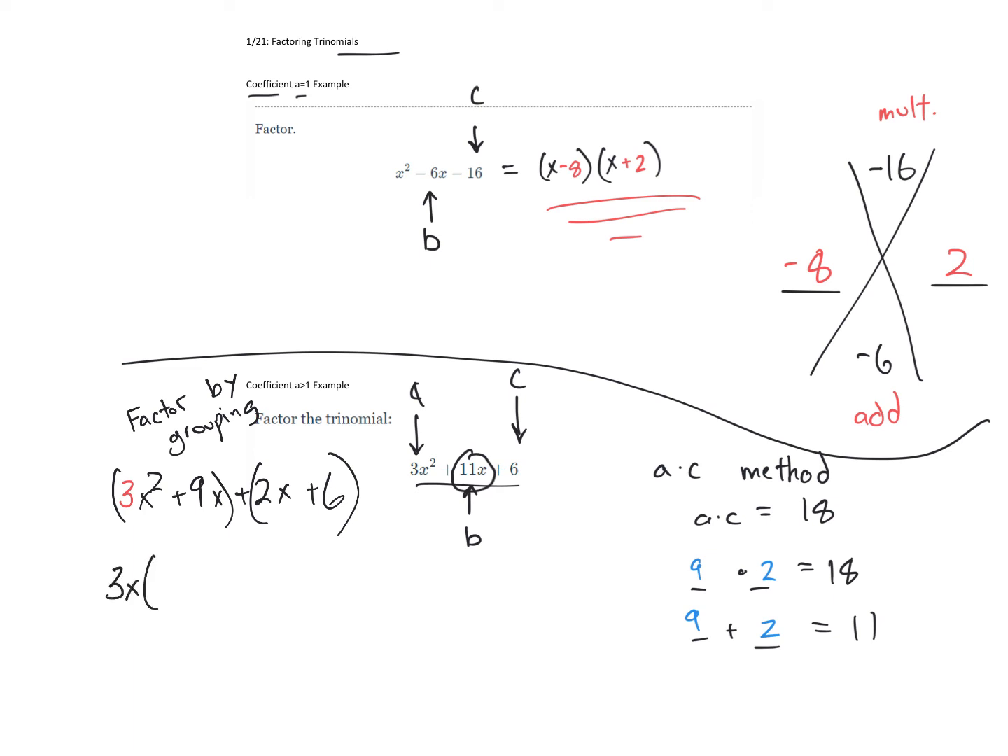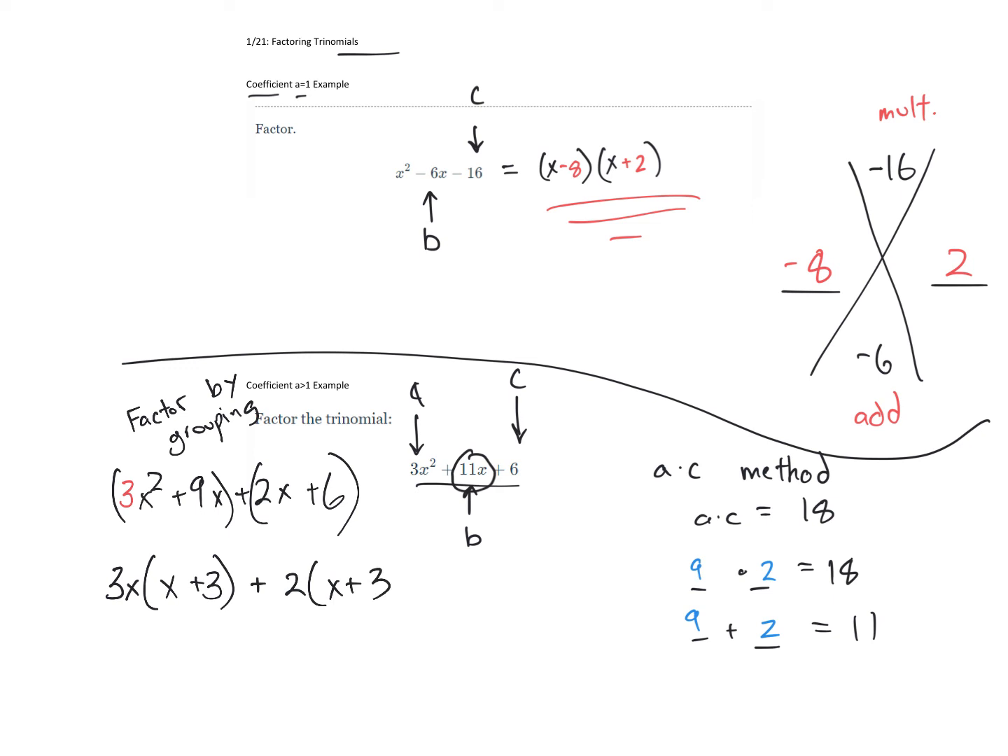This first group, I can factor out 3x, and I get 3x plus 3. No, 1x plus 3. So plus the other group. And what can we factor out there? We could just do 2. And we got x plus 3 inside.